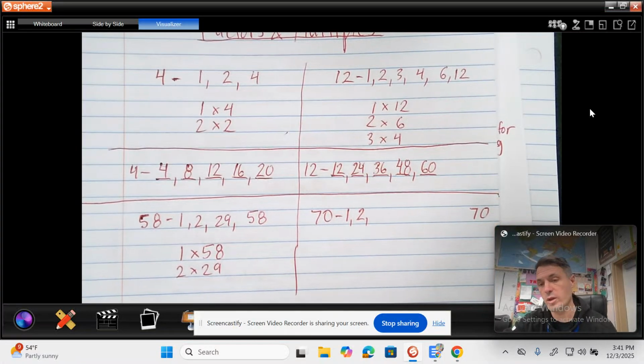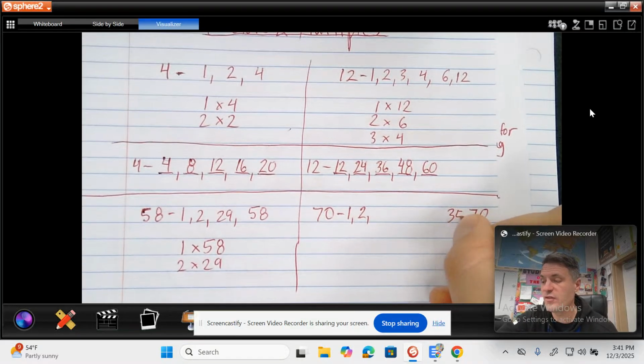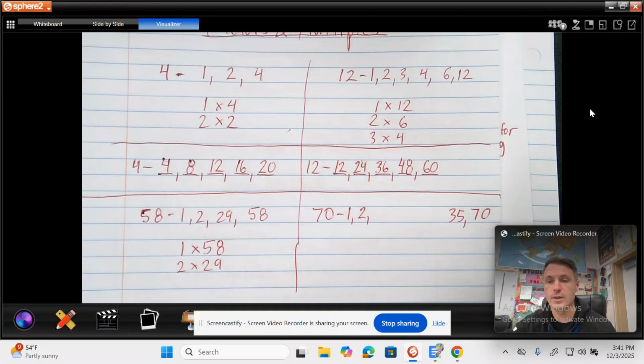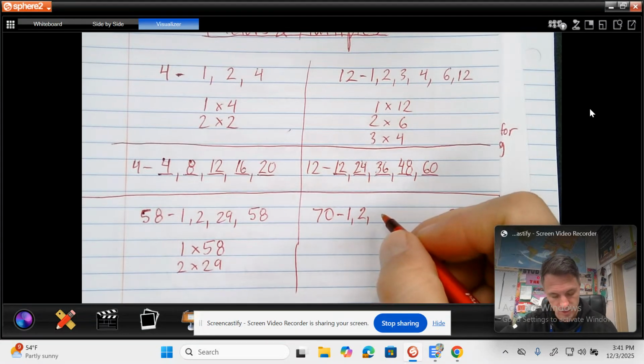But what times 2 equals 70? Well, think about it. 2 times 30 would be 60. If we add 5 to each of those 30s, we'd get 10 more, which would be 70. So 2 times 35 would have to be 70. Now, is anything times 3 70?